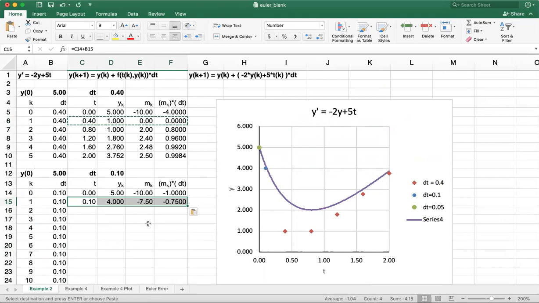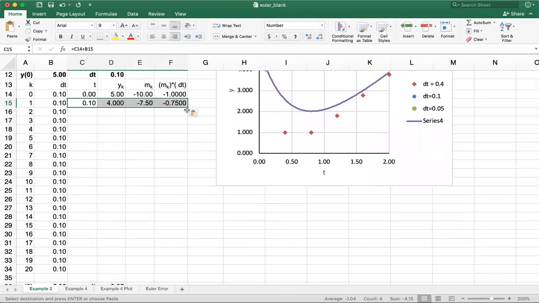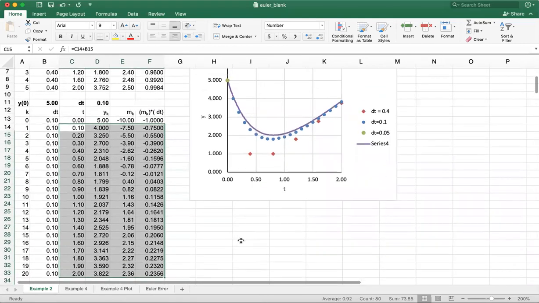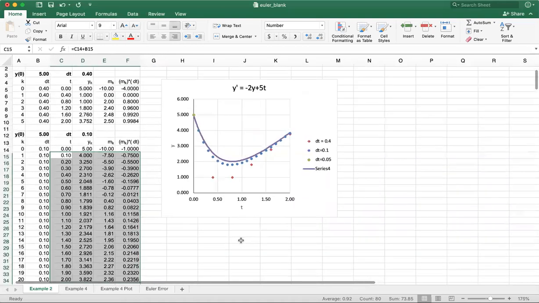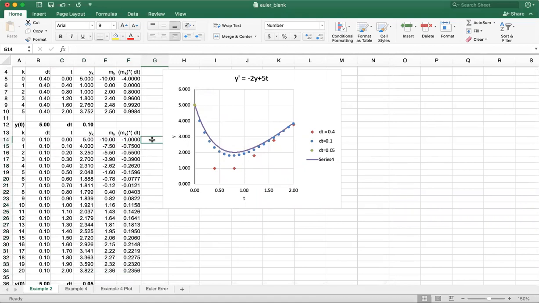It gives me the new y value, which, because I'm adding slope times delta t to my previous y, so I'm adding -1 to 5, is going to give me a 4. And then it's going to give me the new slope and the new slope times delta t. And so then I can highlight those and copy them all the way down. I'm going to zoom out a little bit so that you can see the graph. But now I have my next approximation, and that took very little work.